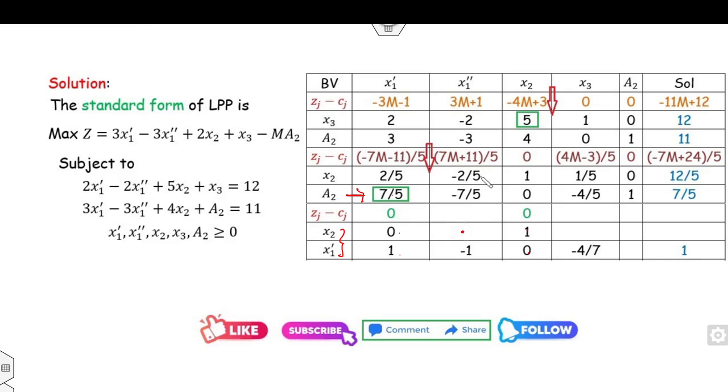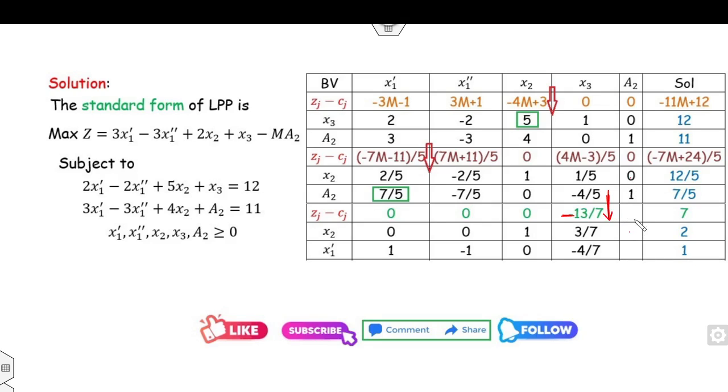What is the previous value? Minus 2 by 5. You can take these four numbers. Find the determinant. Minus 14 over 25 plus 14 over 25. So 0. Fine. Similarly, you can find the other numbers and you can get these results. Again, you can see this number is my negative. So you can enter through this. If you want to find this number, you can do that.